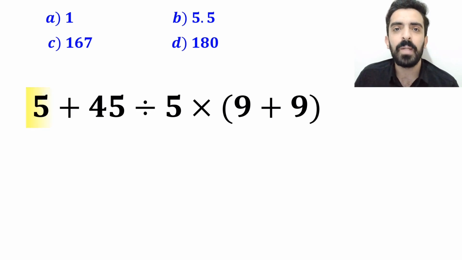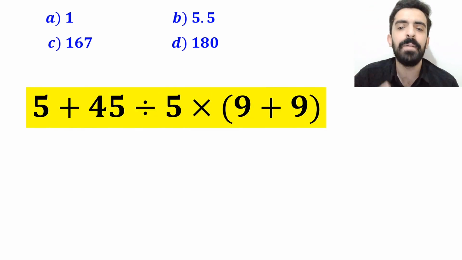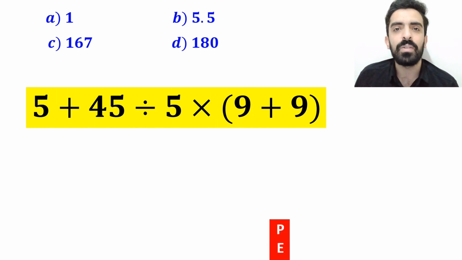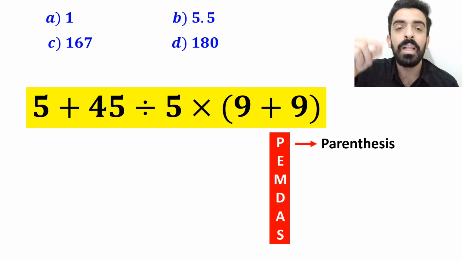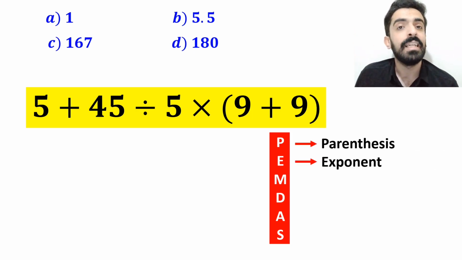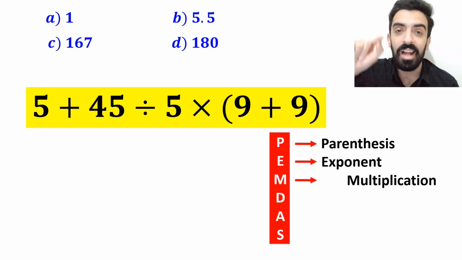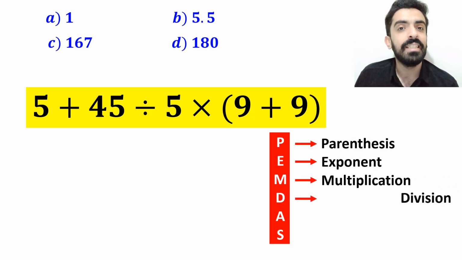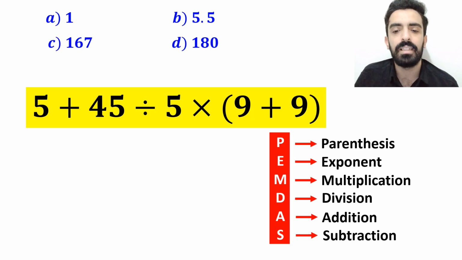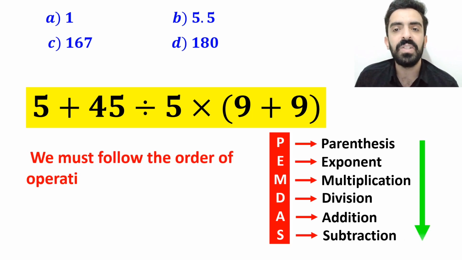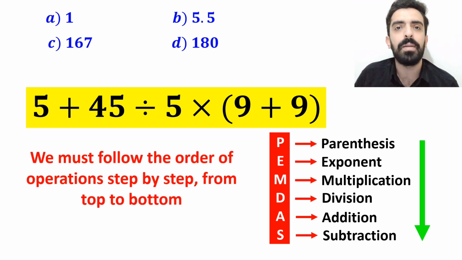Alright, now let me explain step by step how to solve this expression properly. To solve this question, we must follow a rule that is called PEMDAS. In this rule, P stands for parentheses, E stands for exponent, M stands for multiplication, D stands for division, A stands for addition, and S stands for subtraction. We must follow the order of operations step by step from top to bottom.